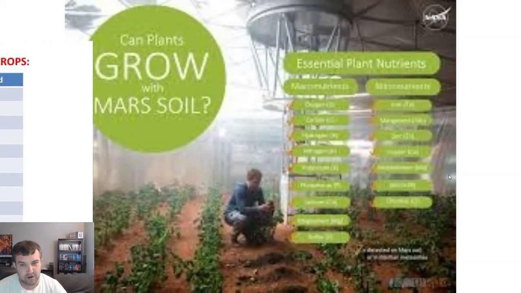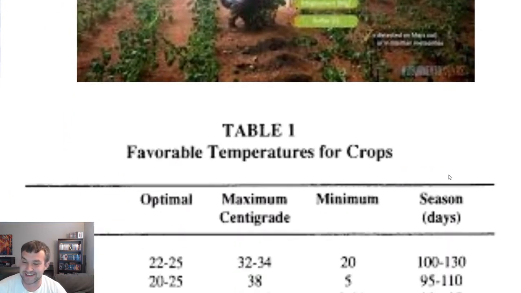All right, can we grow plants on Mars's soil? That's a great question. Have you ever seen the movie The Martian with Matt Damon? He plants potatoes on Mars. And if any plant could work on Mars, it would be potatoes. They are pretty magical. They can grow with very little requirements.